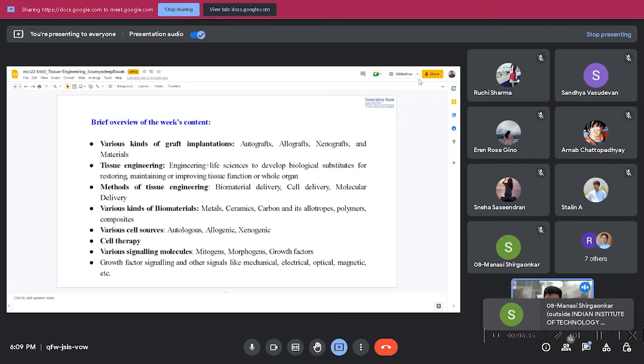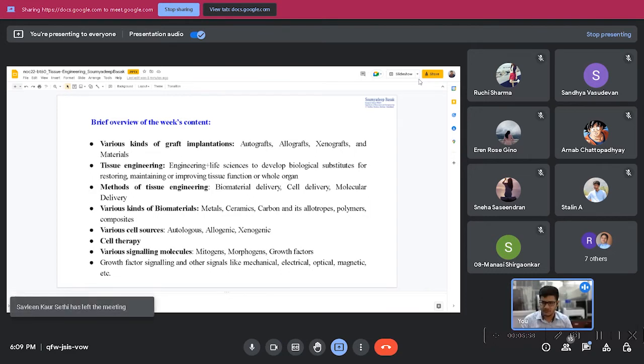Then the cell therapy approaches. What are the different kinds of cell therapy approaches, and the various signal molecules like mitogens and morphogens? Mitogens help in cell division, morphogens influence cellular behavior, and there are growth factors. They have a myriad of different applications, from cellular behavior changes to cellular differentiation. All those can be done with the help of growth factors. So growth factor signaling and other signaling like mechanical, electrical, optical, and magnetic signaling, which we have also discussed briefly in this week. Okay.